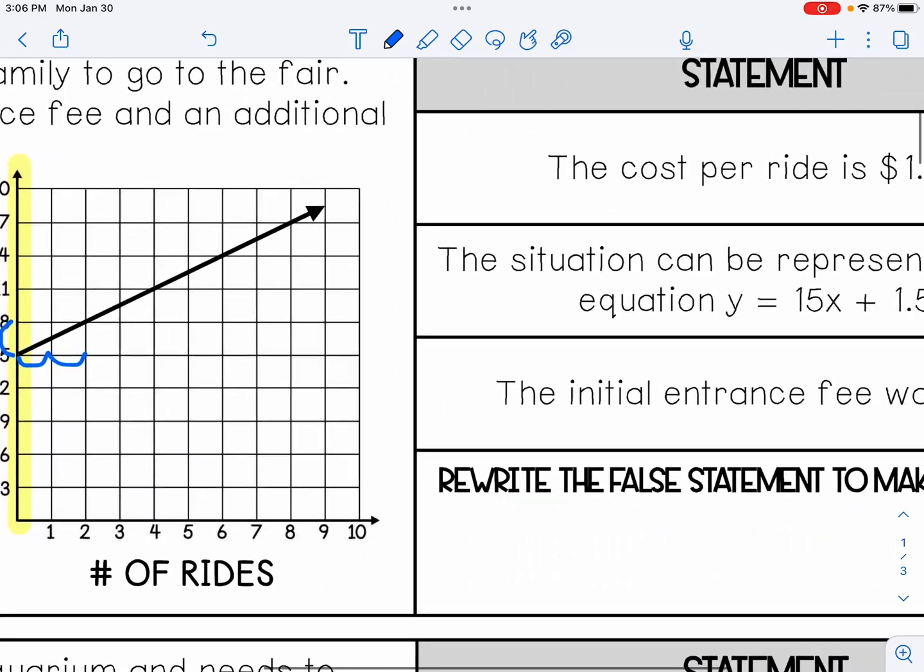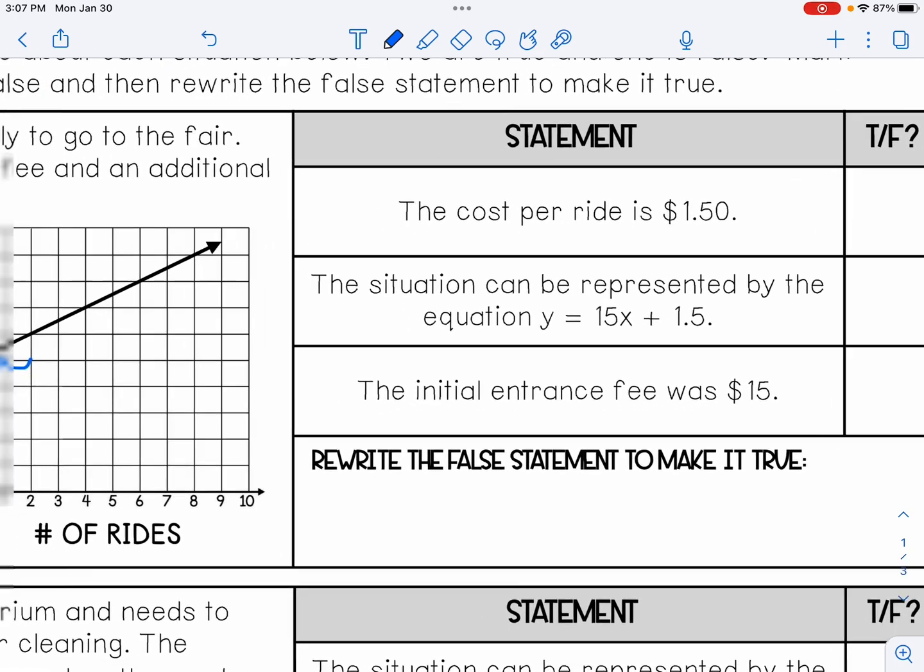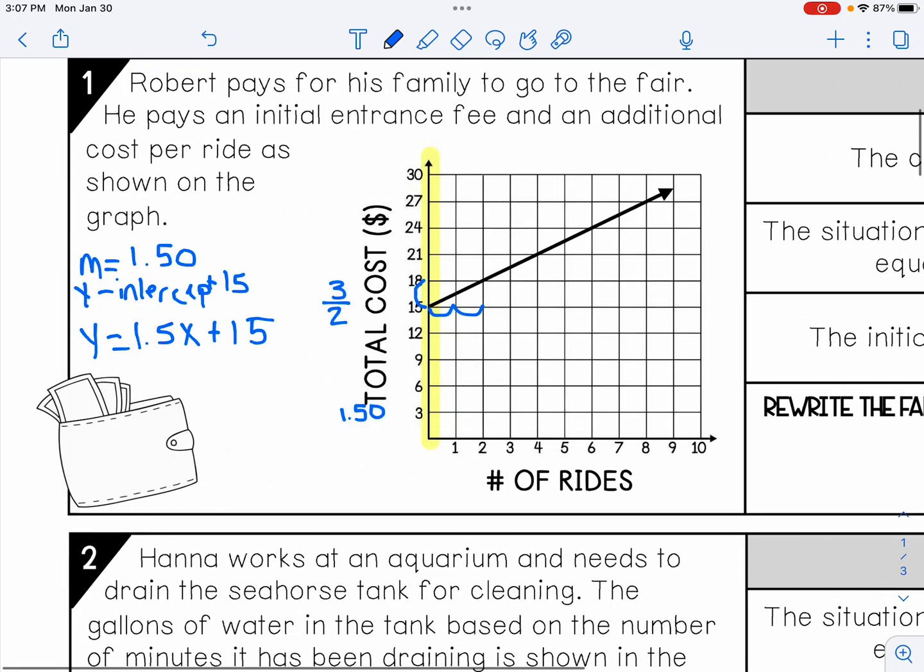Now looking at the questions, and in their directions it said there are 2 true and 1 false. So it asks that the cost per ride is $1.50. So if I go back over and look at the information, $1.50 is that total cost per ride. So that is true.